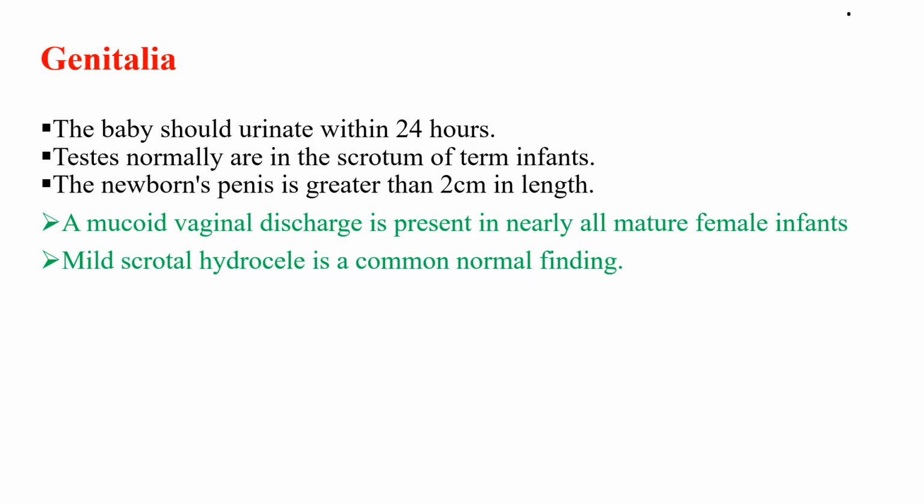When we come to genitalia, the baby should urinate within 24 hours. Testes normally are in the scrotum of term infants, and the newborn penis is greater than 2 cm in length. A mucoid vaginal discharge is present in nearly all mature female infants due to hormone withdrawal. Mild scrotal hydrocele is a common normal finding in newborn male babies.